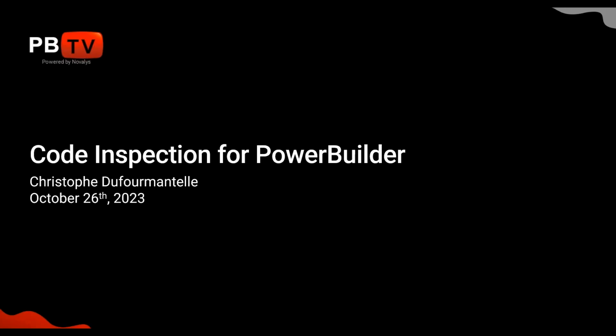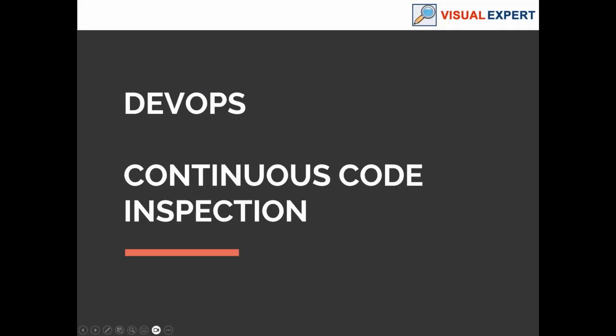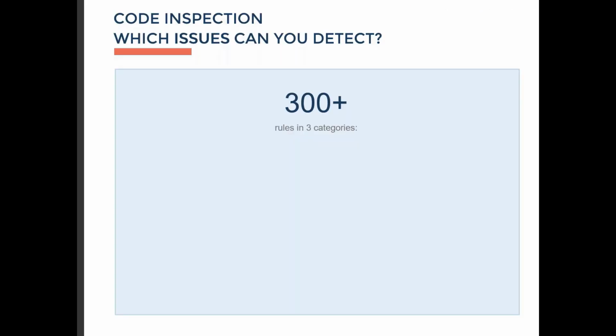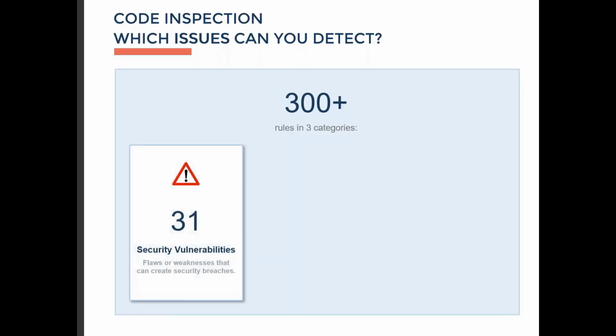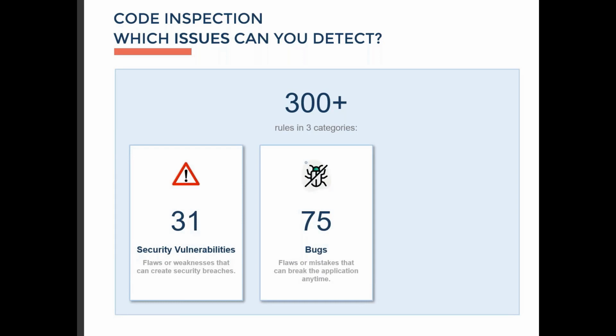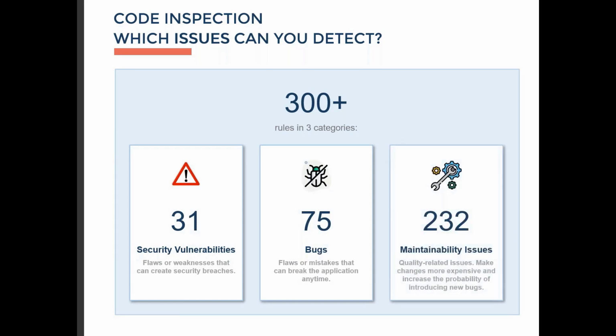Today is going to be about code inspection for PowerBuilder, but not only for PowerBuilder. We're going to briefly mention that this can also support other languages, but we will focus primarily on PowerBuilder. Code inspection is a part of the feature that Visual Expert can provide after reading your code. There are different categories of problems that we can address: security vulnerabilities, bugs, and maintainability issues.